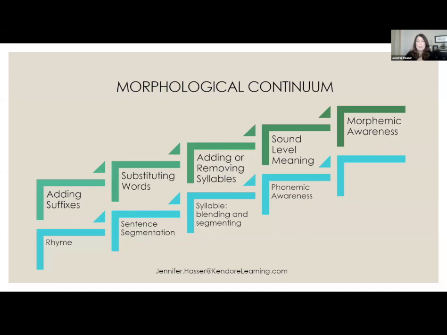On that meaning continuum, kids will start adding suffixes and substituting words and adding and removing syllables, understanding at depth a sound level meaning, like sweep and swept. What is that at the end going to sound like, or mean, as far as meaning is concerned? And morphemic awareness is about manipulating those. These continuums overlap one another, and they really shouldn't be taught in isolation. They should be taught together so that the kids get maximum benefit.